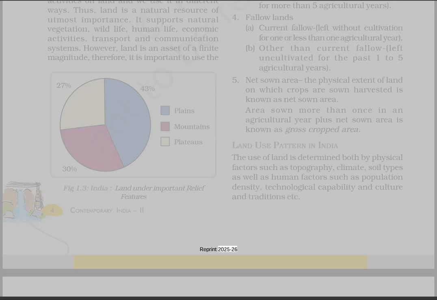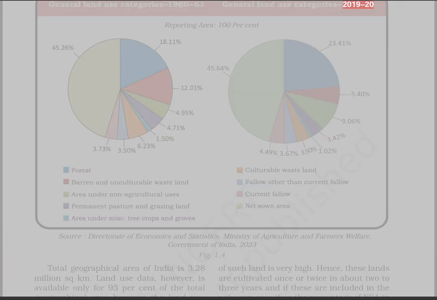2019-20. Reporting area, 100%. 45.64%. 4.49%. 23.41%. 5.4%. 9.06%. 3.67%. 1.02%. Source: Directorate of Economics and Statistics, Ministry of Agriculture and Farmers Welfare, Government of India, 2023. Fig 1.4.